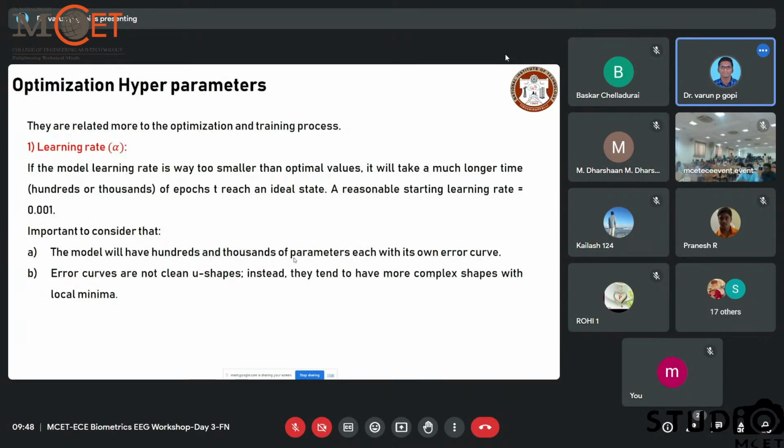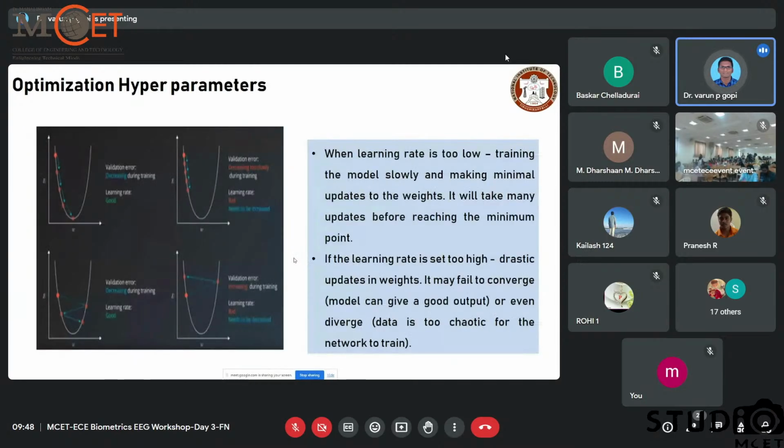When we come to the optimization hyperparameters, the first one is the learning rate. If the learning rate is too small compared to the optimal value, it will take much longer to converge. And if it is very fast, it will converge quickly but you won't get the exact solution. A reasonable learning rate we generally use is 0.001.